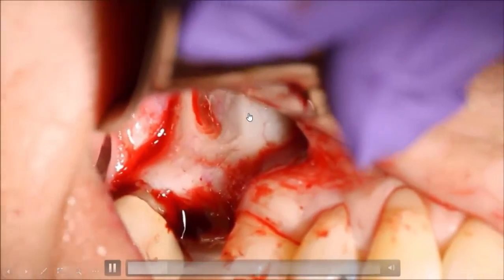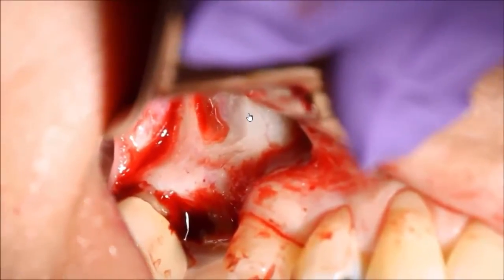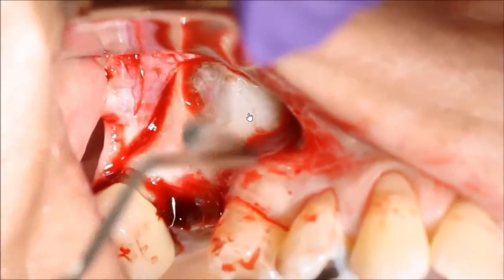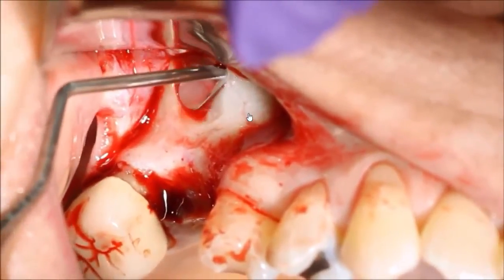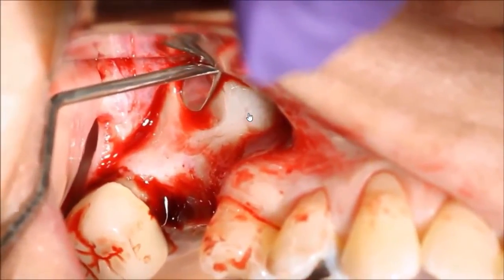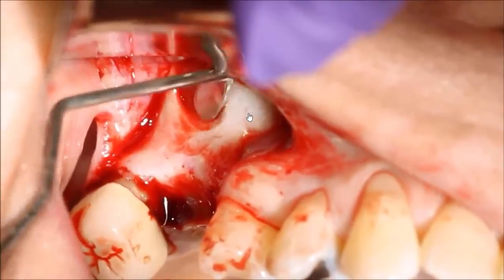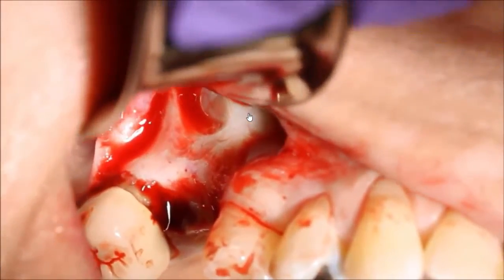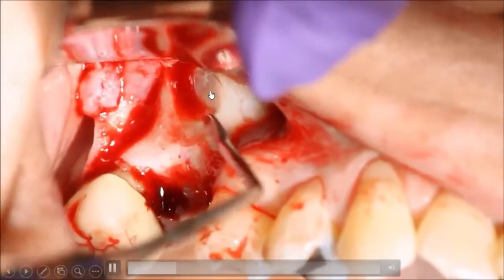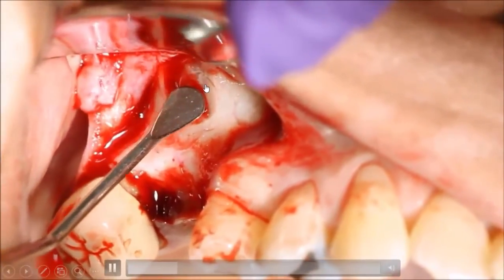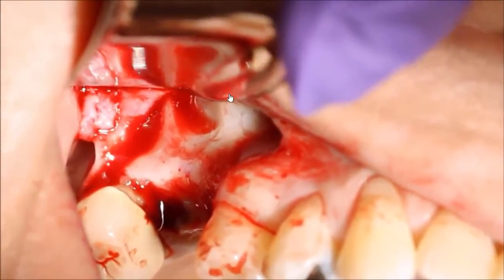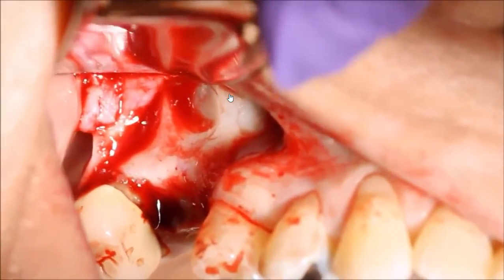The beauty of this bur is that it gives you a smooth round border, so it minimizes the chance of perforation when you use the hand instrumentation. It's very important to have a smooth round border, so that the edges of the window are smooth and round. Here, as we notice, there is still a layer of bone covering the membrane, so I will use the bur again to thin out this remaining bone layer.